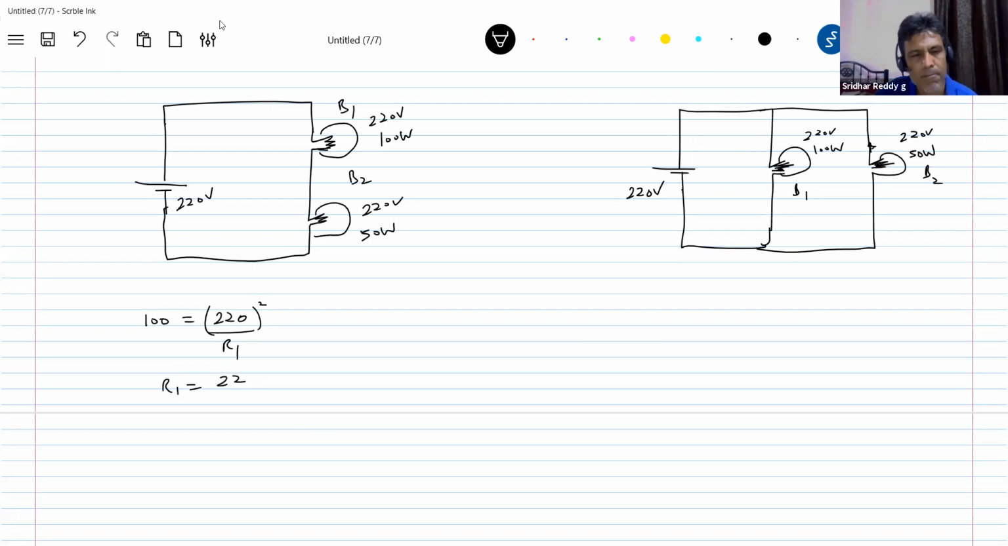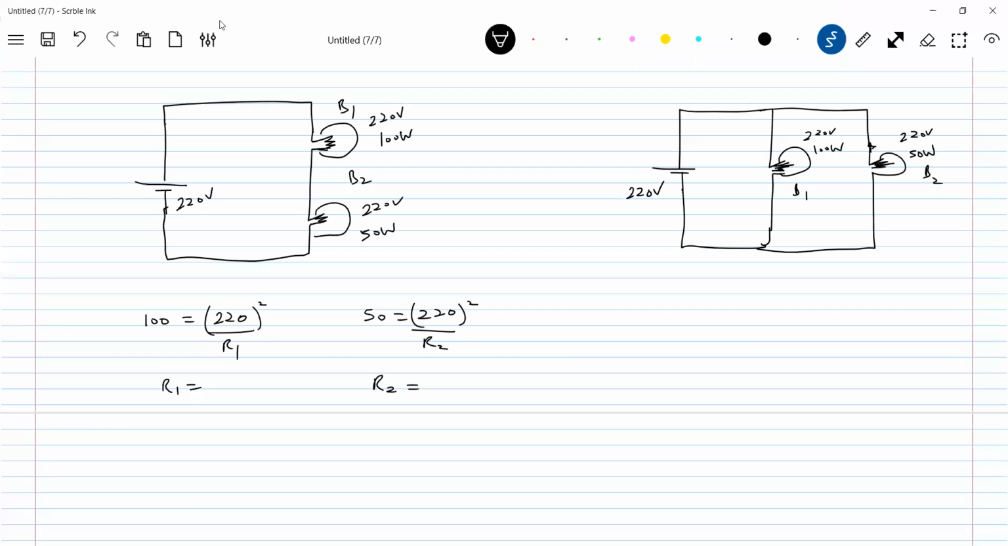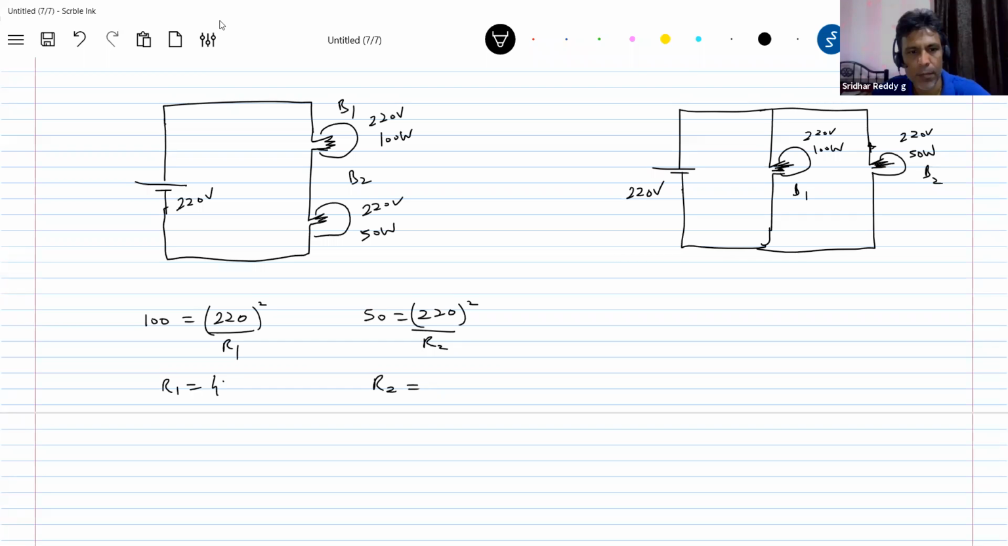220 square. Yeah. Any value for R1? 50 equals 220 whole square by R2. Anybody give the value of R1, R2? Anybody? 484, 242. Okay, these are the resistances of the bulbs.